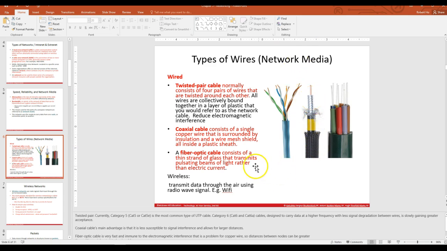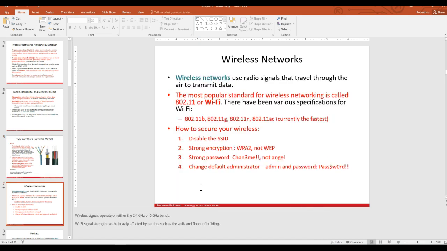And then we have another one, fiber optic cable. Fiber optic cable is a thin strand of glass that transmits pulses of light beams rather than using electric current. So this is the most expensive one and it's the fastest one. Then we have wireless. Remember I mentioned in the previous video, wireless transmits data through the air using radio wave signals.